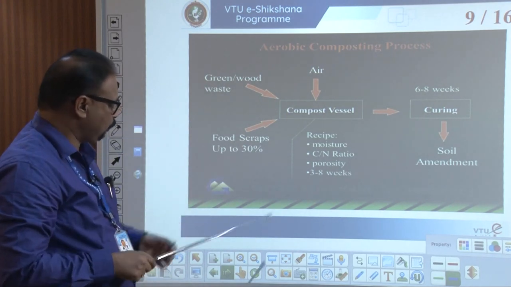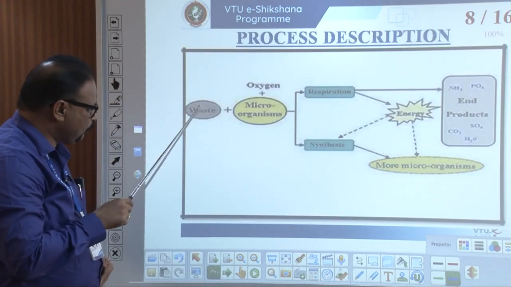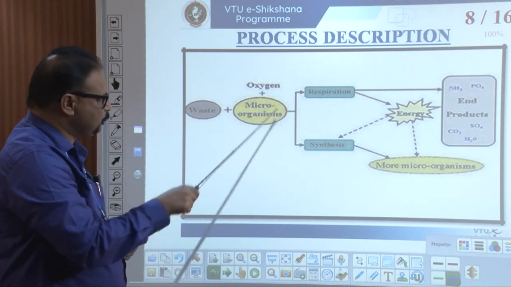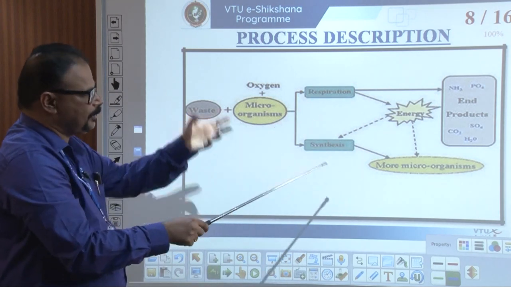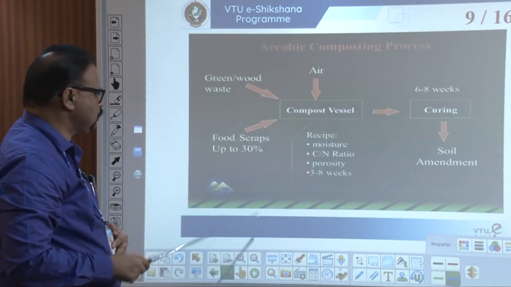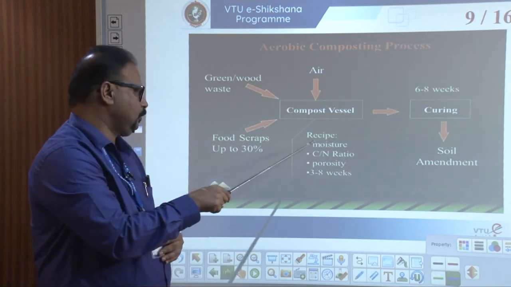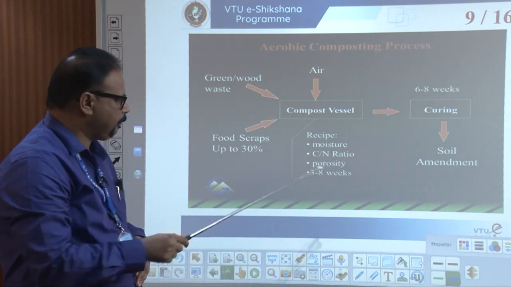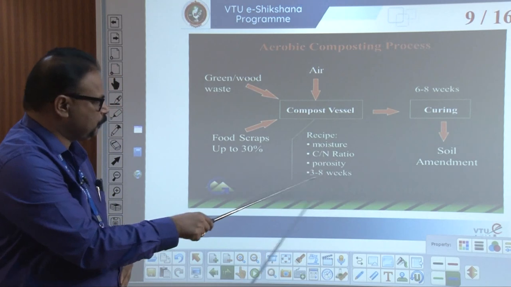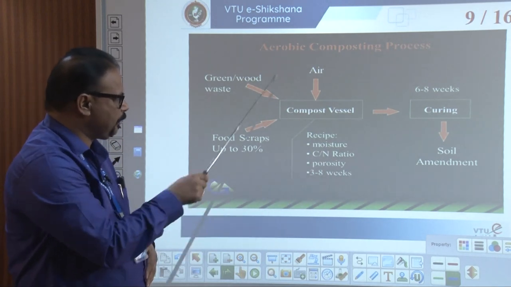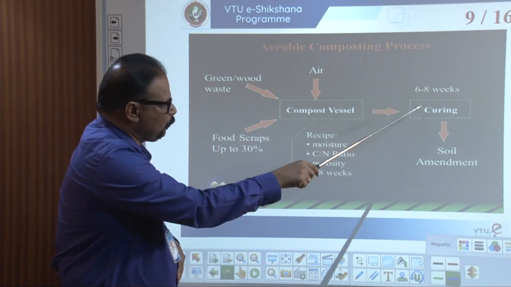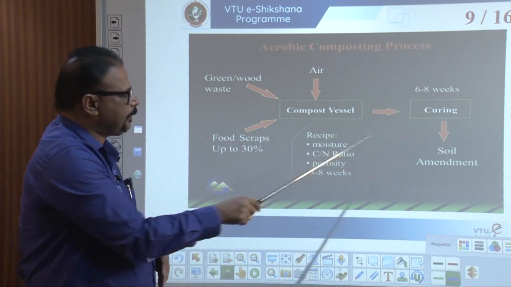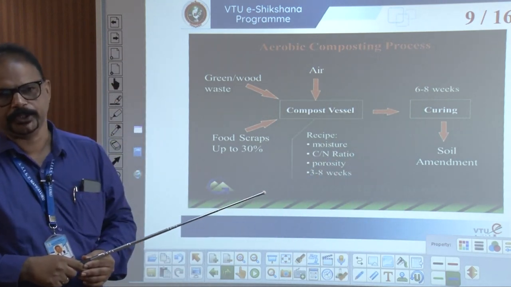I have already shown this waste in the next slide also. Microorganisms with oxygen, respiration, they will get the energy, they will eat that, then this is also the same process. We have to maintain how much moisture, how much carbon to nitrogen ratio, and porosity. It needs 3 to 6 weeks for this, and for the curing period 6 to 8 weeks. In total, 6 to 8 weeks we will get the end product, that is the compost, aerobic compost.